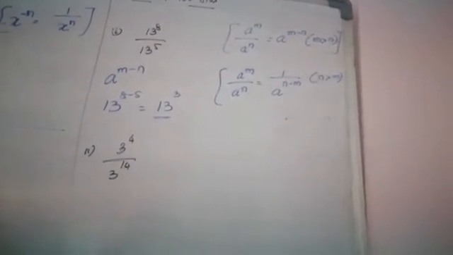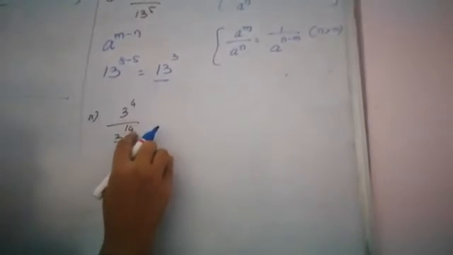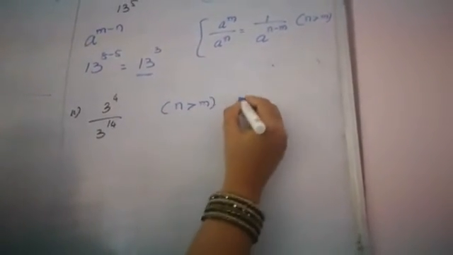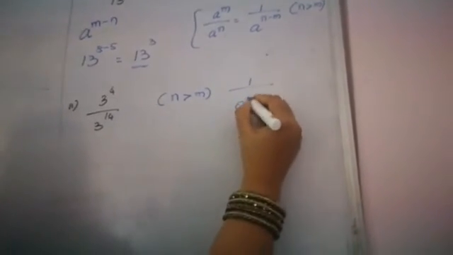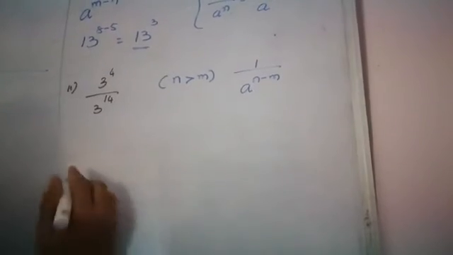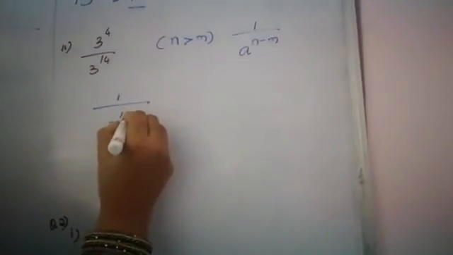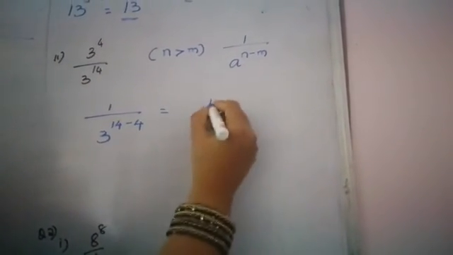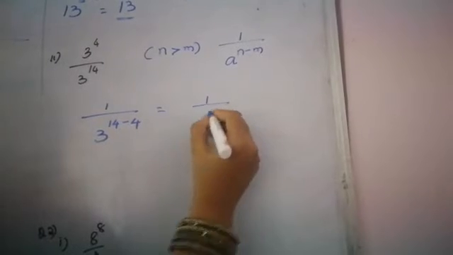Is it clear children? Now here, m is greater or n is greater? Here n is greater than m. So which formula is applicable? 1 by a to the power of n minus m. Like that you can compare and write the formula beside, then it will be easy for you. So 1 by 3 to the power of 14 minus 4, that is n minus m. 1 by 3 to the power of 10.